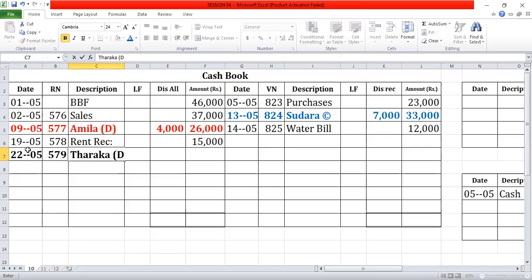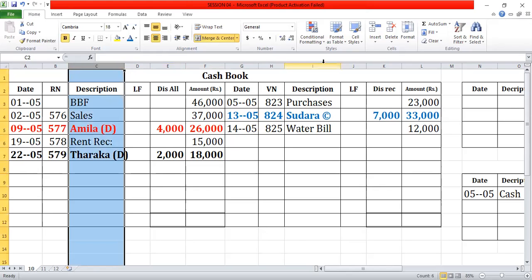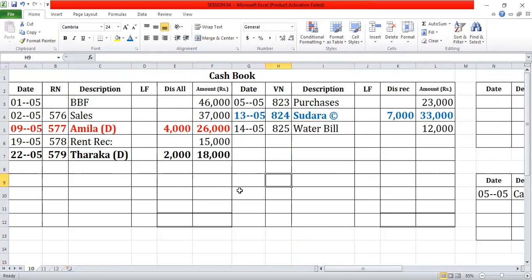And remember, Tarak is a debtor. The business has collected rupees 18,000 from Tarak. Debit the cash book at the time of the collection, right? Additions. We have allowed a discount value 2,000. This is how you mention it. This is how you record this transaction in the cash book.